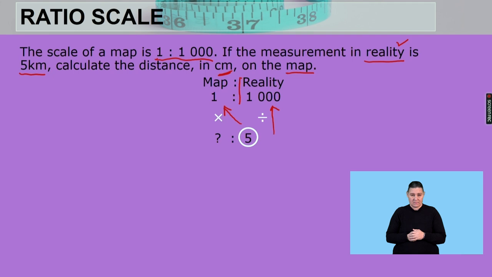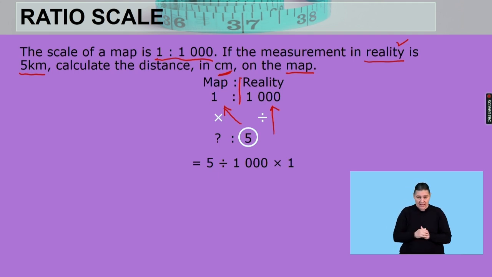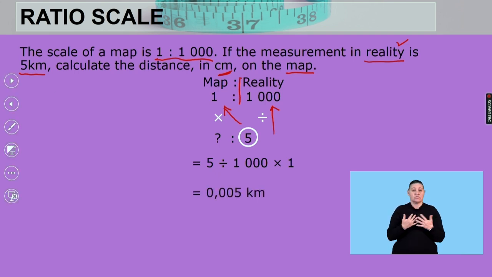Numbers across from each other we would times, and numbers above each other we divide. Let's write that in maths now. So 5 divided by 1,000 times by 1. Again, we could have written it the other way. 5 times 1 divided by 1,000. Same answer. Nice work. Almost there. So we get 0.005 kilometers. All right. Again, in this situation, we've got to convert from kilometers to centimeters. This time our answer has to be in centimeters.